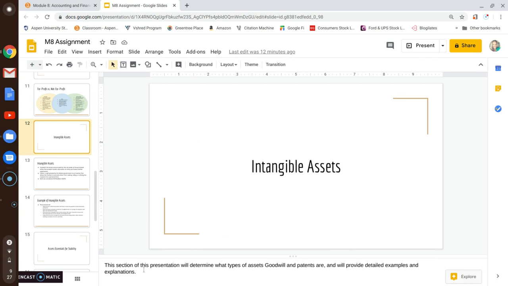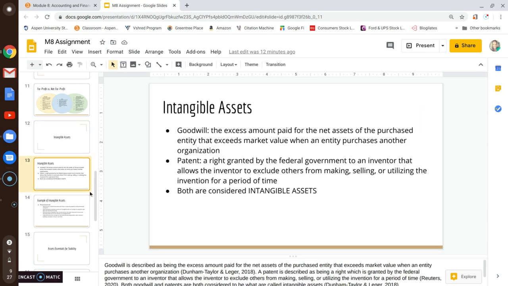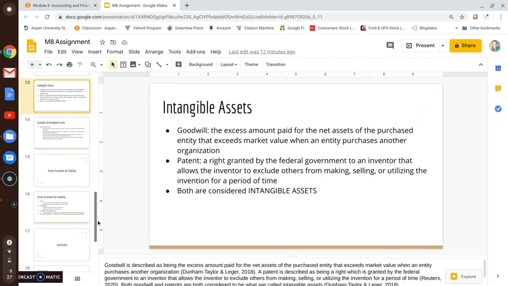This section of the presentation will determine what types of assets goodwill and patents are and will provide detailed examples and explanations. Goodwill is described as being the excess amount paid for the net assets of the purchased entity that exceeds market value when an entity purchases another organization.